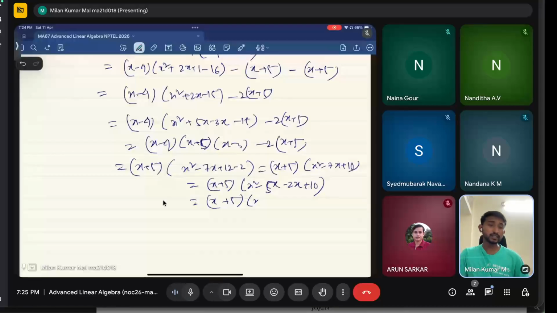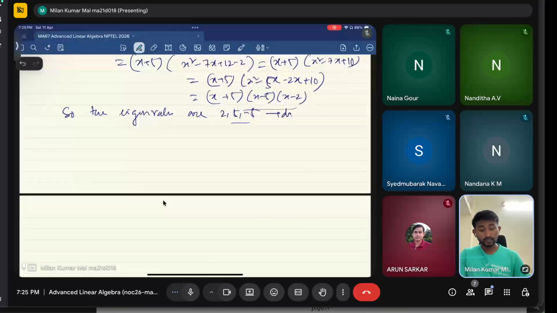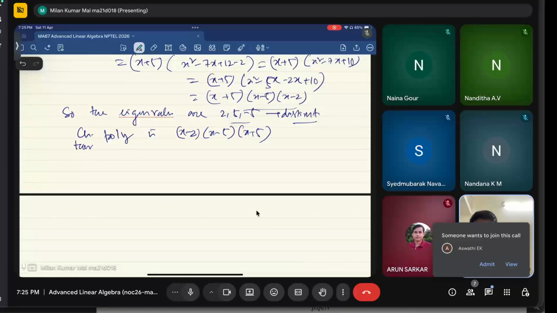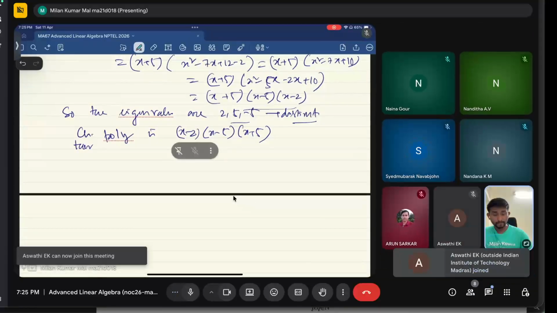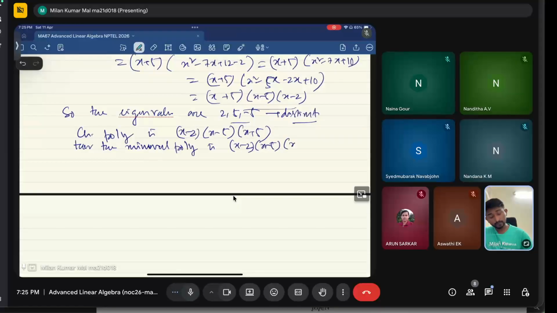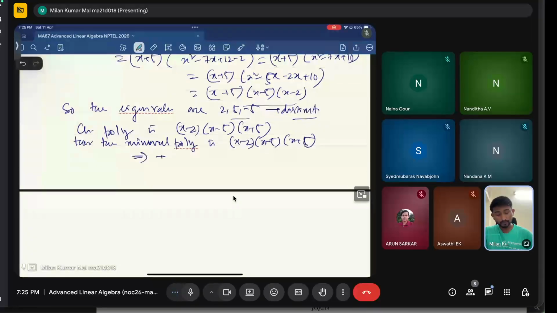So this is a linear operator on the three-dimensional space. The characteristic polynomial is (x minus 2)(x minus 5)(x plus 5). Then the minimal polynomial, there is no other option, has to be (x minus 2)(x minus 5)(x plus 5). The minimal polynomial is a product of distinct linear factors. That gives you that the linear operator T is diagonalizable.